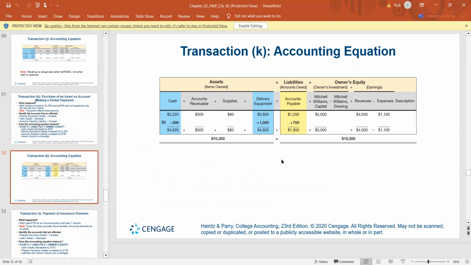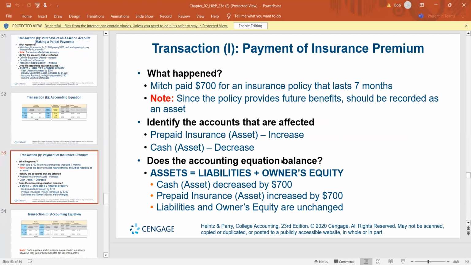By the way, every transaction in accounting requires 2 accounts. That's why it's called double entry accounting. 2 accounts at a minimum in any transaction. Bought an insurance policy, $700, going to last us 7 months. The moment you bought that policy, you now have an asset because you don't have the benefit of the policy yet.